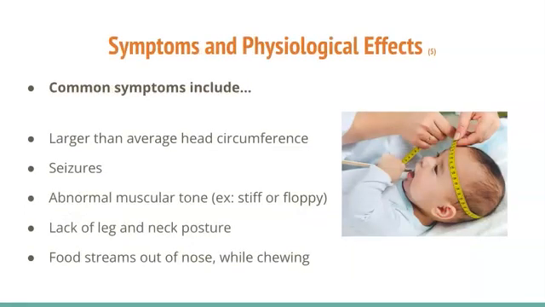Symptoms and physiological effects. The most common symptoms of Canavan disease are a larger than average head circumference, seizures, abnormal muscular tone, so their body will be very stiff or very floppy, and lack of leg and neck posture, again referencing that stiff or floppy body type. When they eat, food will sometimes stream out of their nose when they're chewing.